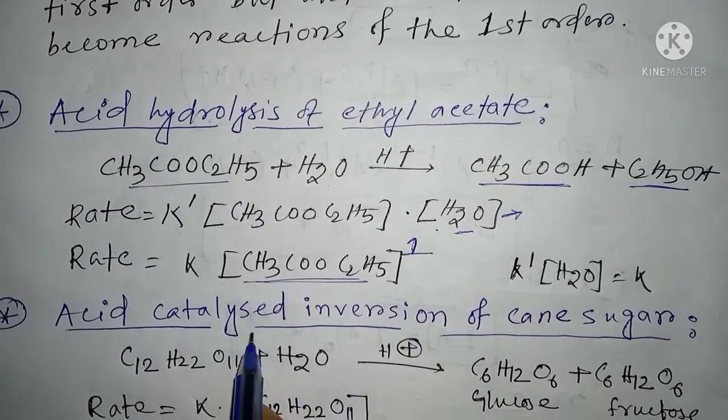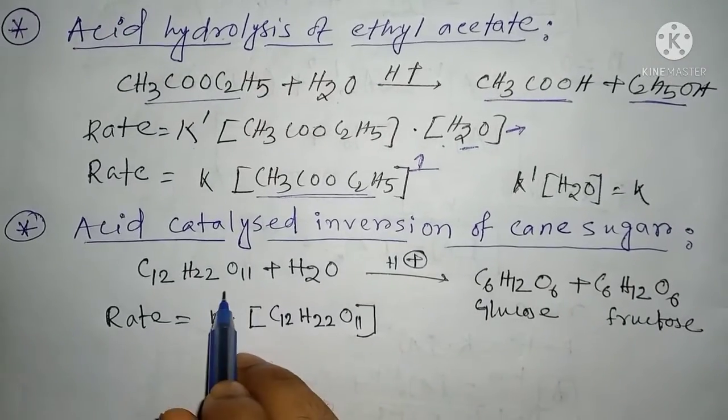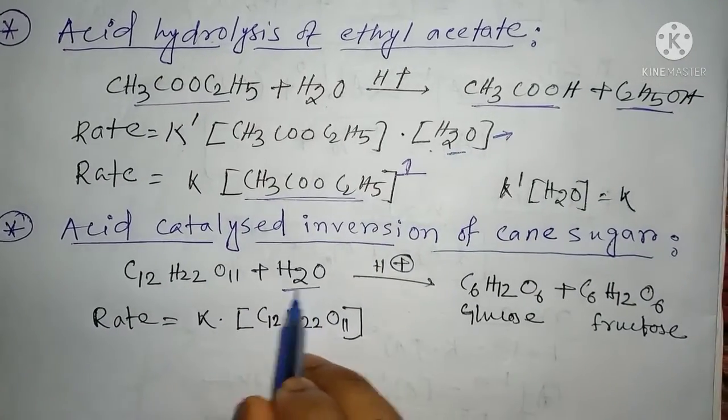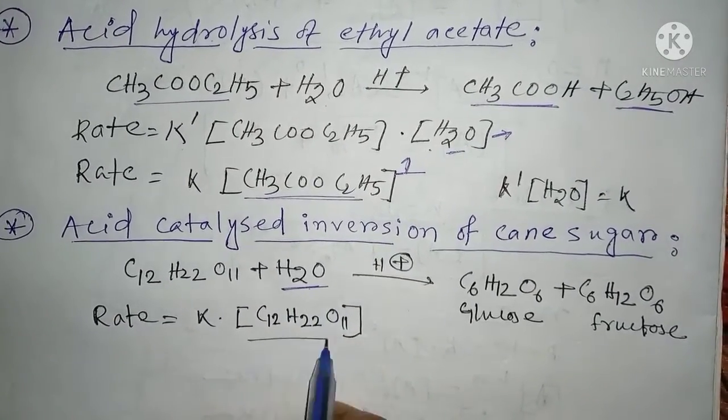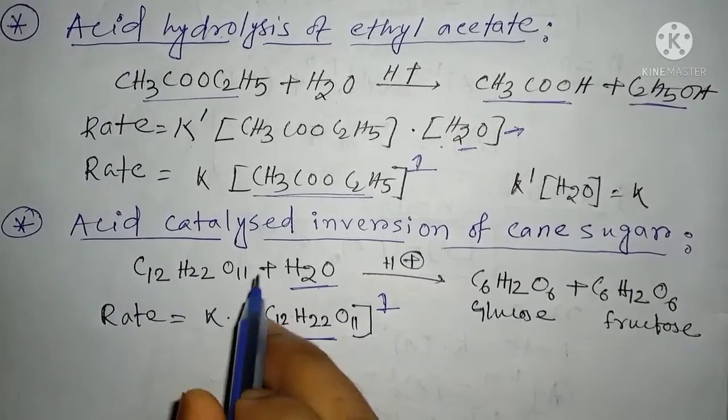Now acid catalyzed inversion of cane sugar. This is also second order, but the water concentration is too high, so it is neglected. So this is first order. So these are two examples of pseudo first order reactions.